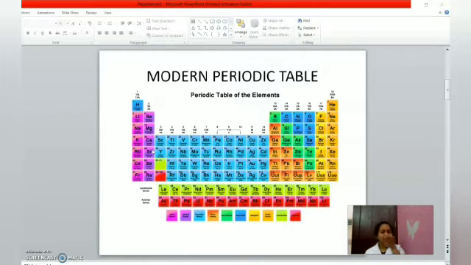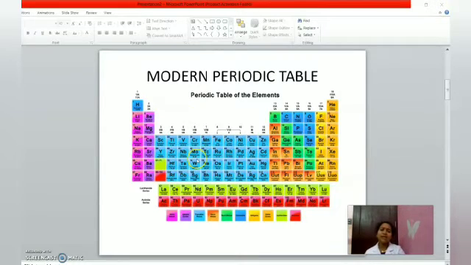Then the horizontal rows. These horizontal rows are known as periods. How many periods can you identify? There are 7 periods in the periodic table. Here you can see them: first period, second period, third period, 7 periods are there. The first period, which contains hydrogen and helium, is the shortest period.